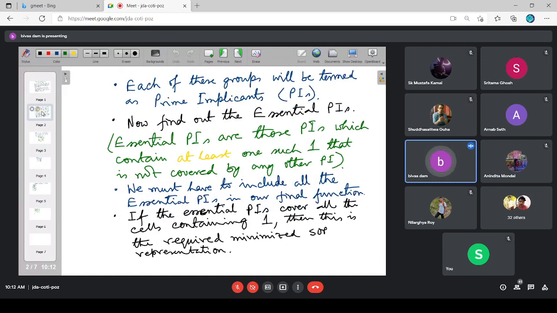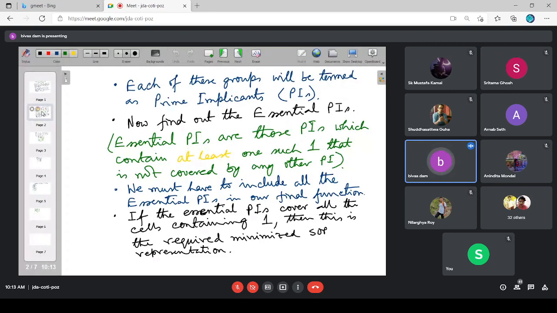Now, whatever groups that we have formed, each of these groups are termed as prime implicants, or in short, PIs. So whatever groups we have formed, each of them are being termed as prime implicants. Now that means after group formation, we are ready with all sorts of prime implicants with me. Now the next step is to find out, amongst those prime implicants, which ones are the essential ones. So that means now we have to find out the essential prime implicant.